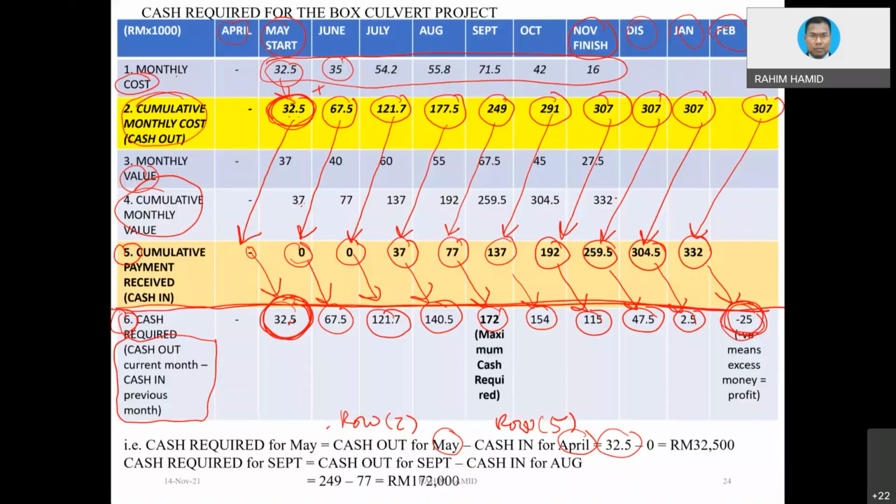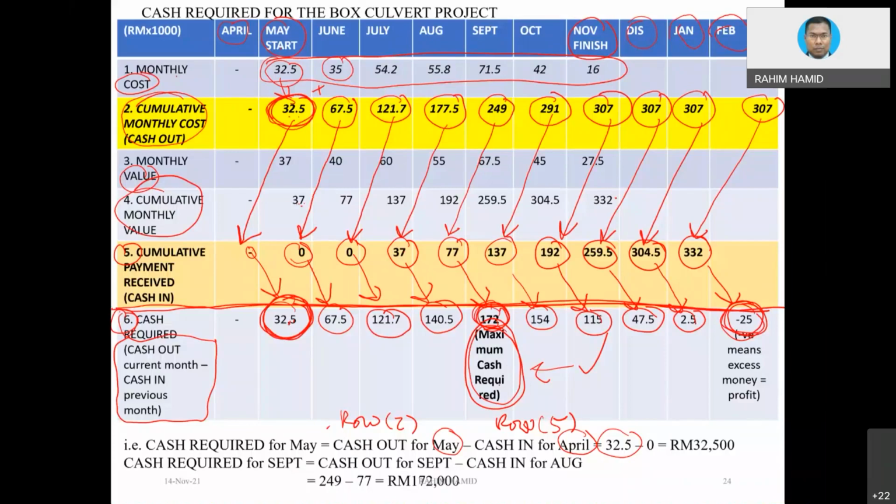Okay, so after you get this, you notice that among the values here, there could be a value which is the highest value. So the highest value, this is the one that we want to focus on, and this is the answer that we are looking for. And when is the maximum cash required happening? It is happening at the end of September, because all our calculation is based on the end of the month. So the conclusion is, the cash required for this project is 172,000, and it is happening at the end of September.